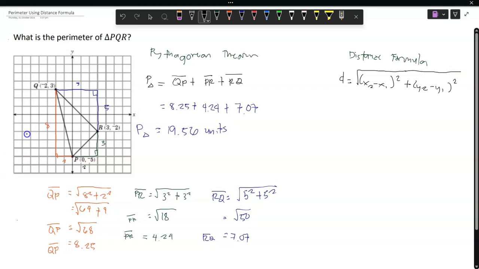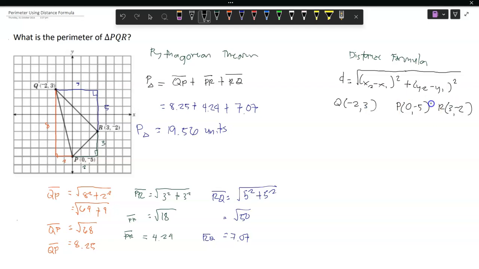Alright, so we have here the points. Q is negative 2, 3, and then we have P, which is 0, negative 5, and then we have R, which is 3, negative 2. So again, the same thing: we are going to solve for QP, PR, and then RQ. Let's try to do that using the distance formula.